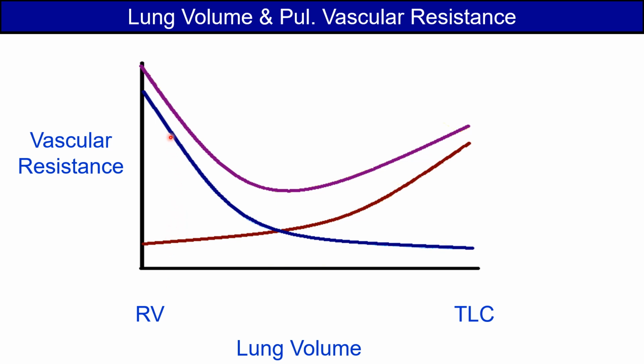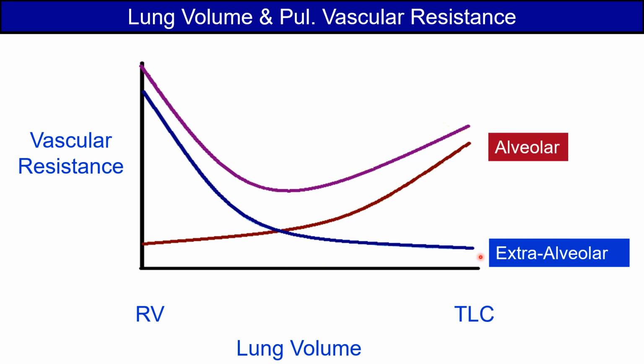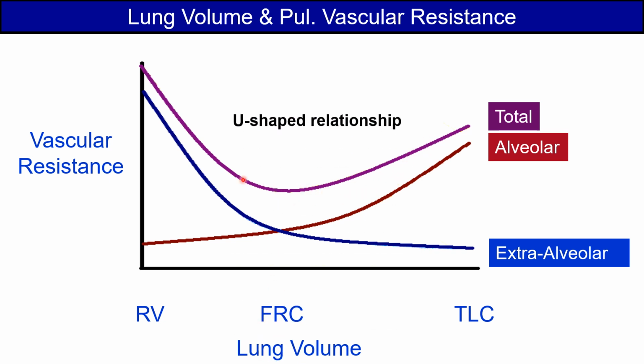Your pulmonary vascular resistance is the sum of the resistance offered by your alveolar blood vessels and your extra-alveolar blood vessels. If you sum it all up, the pulmonary vascular resistance has a U-shaped configuration. This one is the extra-alveolar blood vessel resistance, this one is the alveolar vessel resistance, and this one is the total pulmonary vascular resistance. As I mentioned, it is U-shaped, and the inflection point is at the FRC. So the total pulmonary vascular resistance goes down from RV to FRC, then begins to rise again from FRC to TLC.